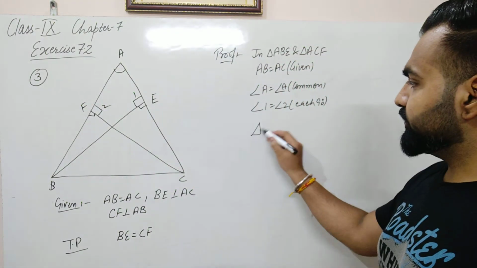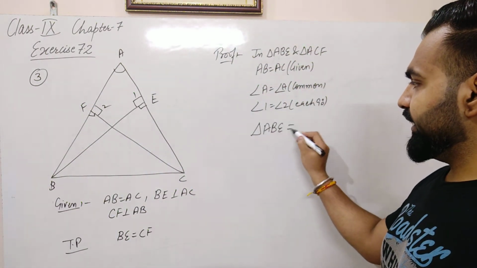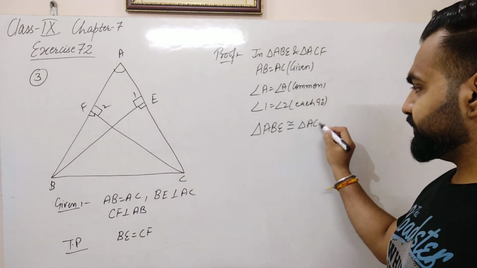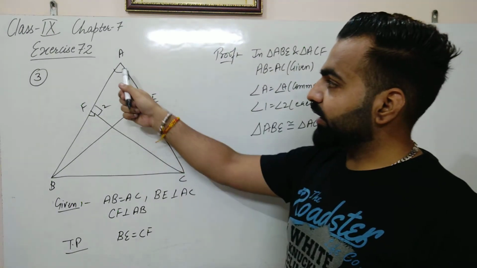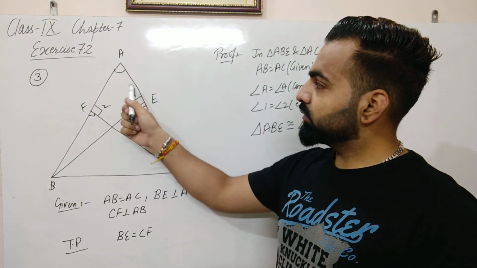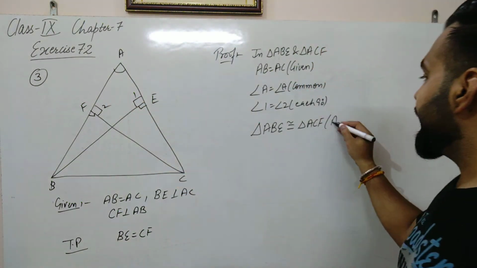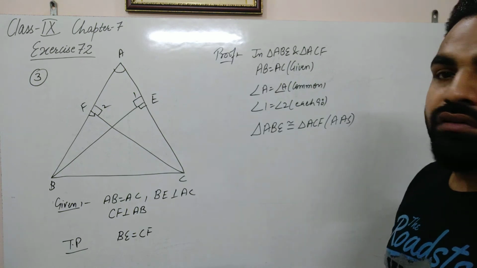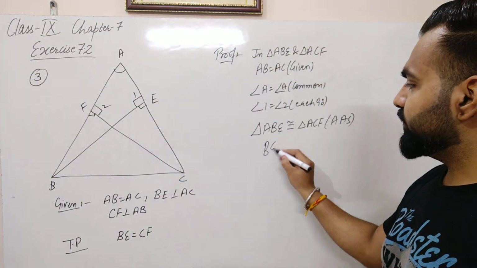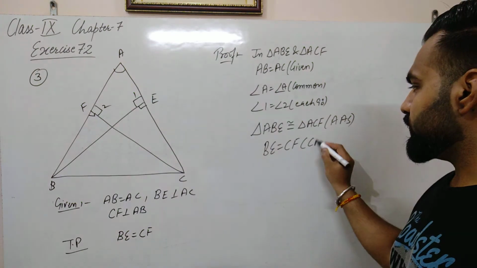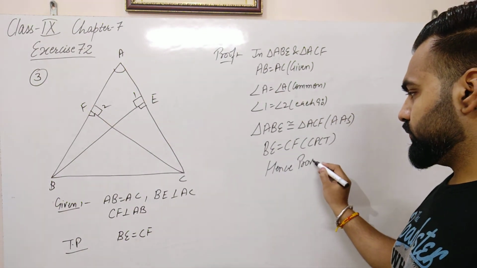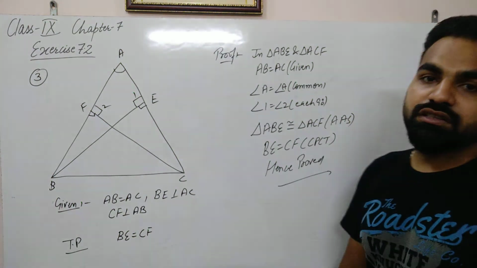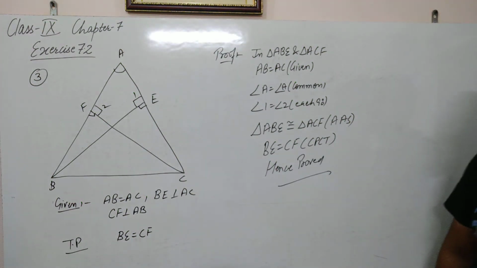So triangle ABE is congruent to triangle ACF. The rule is angle, angle, side. So AAS rule. So by CPCT, BE will be equal to CF. Hence proved. So this was question number 3.